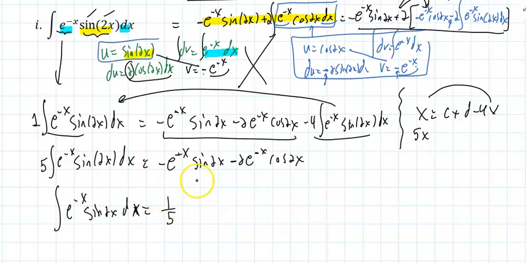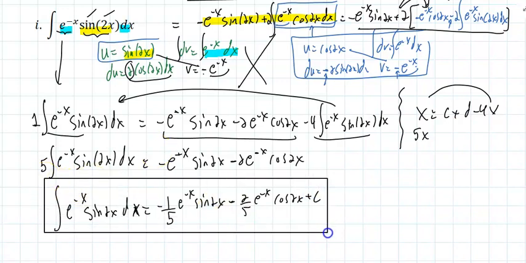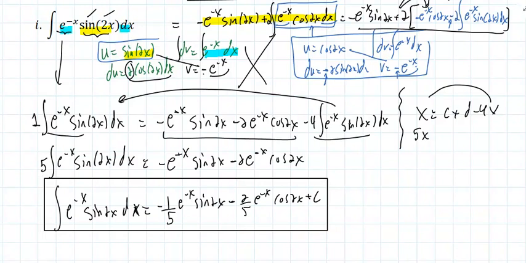Now, you could write it as is. You could say negative 1/5 e to the negative x sine of 2x minus 2/5 e to the negative x cosine of 2x plus c. There is nothing wrong with that. And again, calculus students don't know why this happens. You're going to know because you're going to figure out whether this converges or diverges. We'll talk about that later.